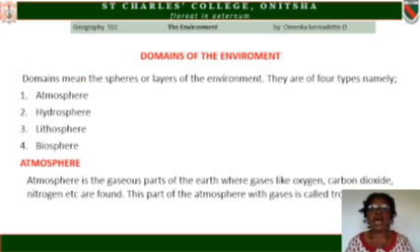From there we go to another subheading known as domains of the environment. What then do we mean by these domains? Domains mean the spheres or layers of the environment. They are of 4 types, namely: 1, atmosphere; 2, hydrosphere; 3, lithosphere; 4, biosphere. We have to take them one after the other to explain each and every one of them.